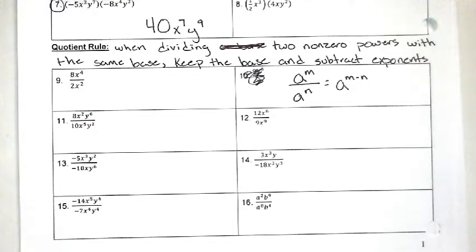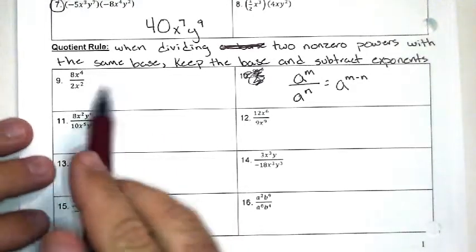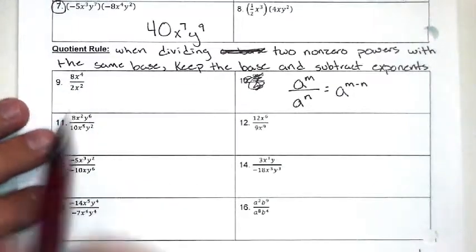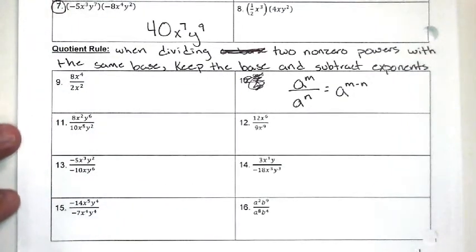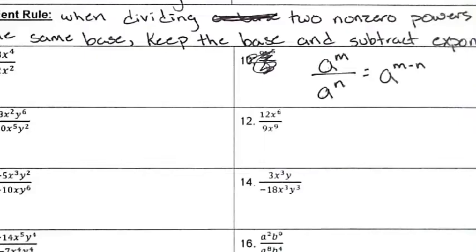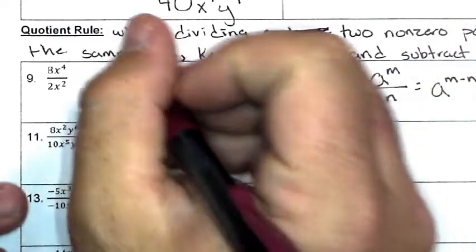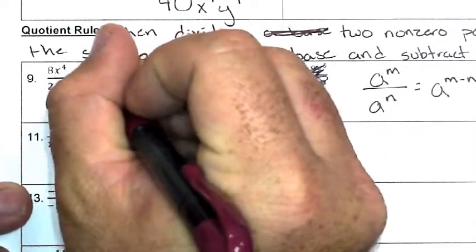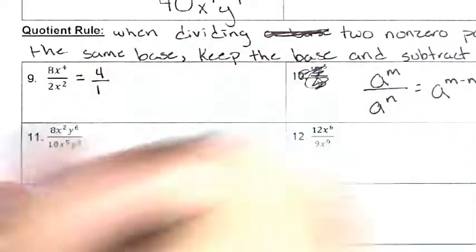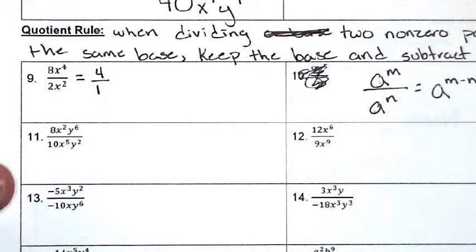So here we go. Number 9 has coefficients on them. So those coefficients, I'm going to treat as their own entity. 8 divided by 2 is 4. Now, I'm going to simplify it like a normal fraction, 4 divided by 1, like I'm just simplifying a fraction.